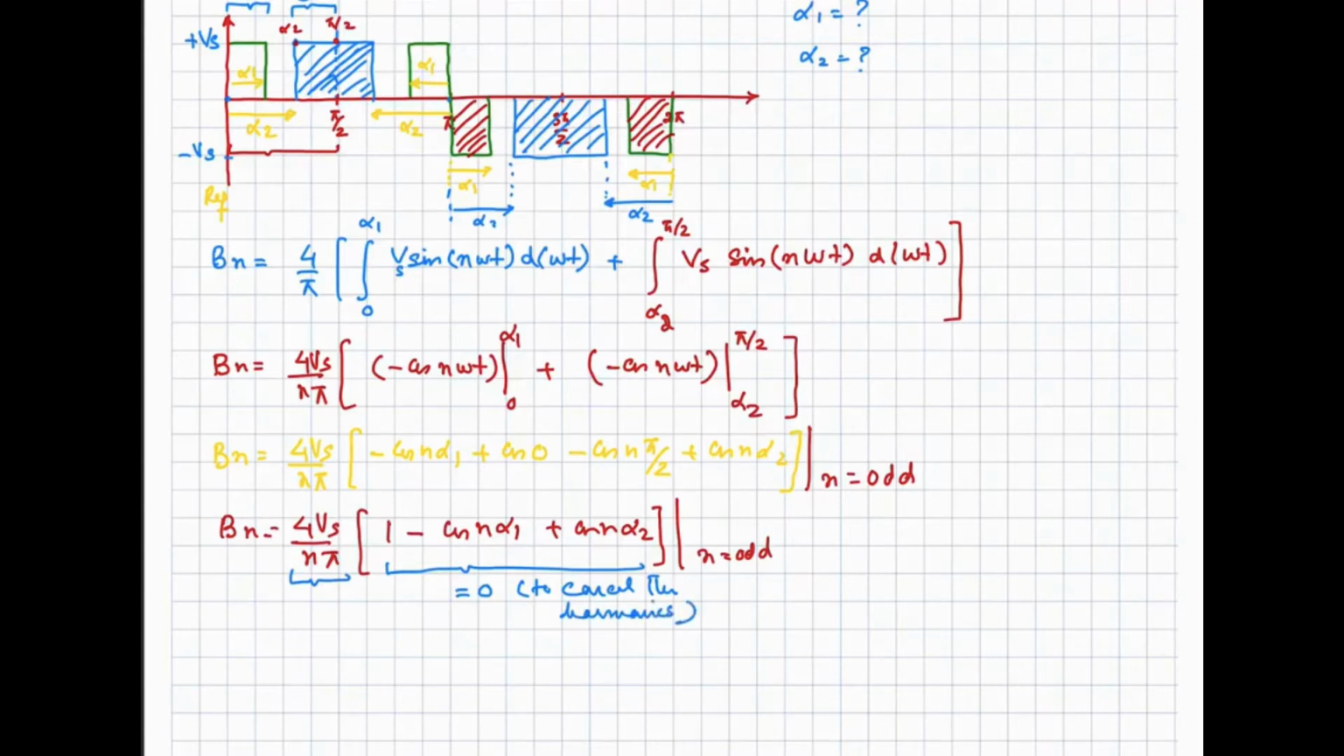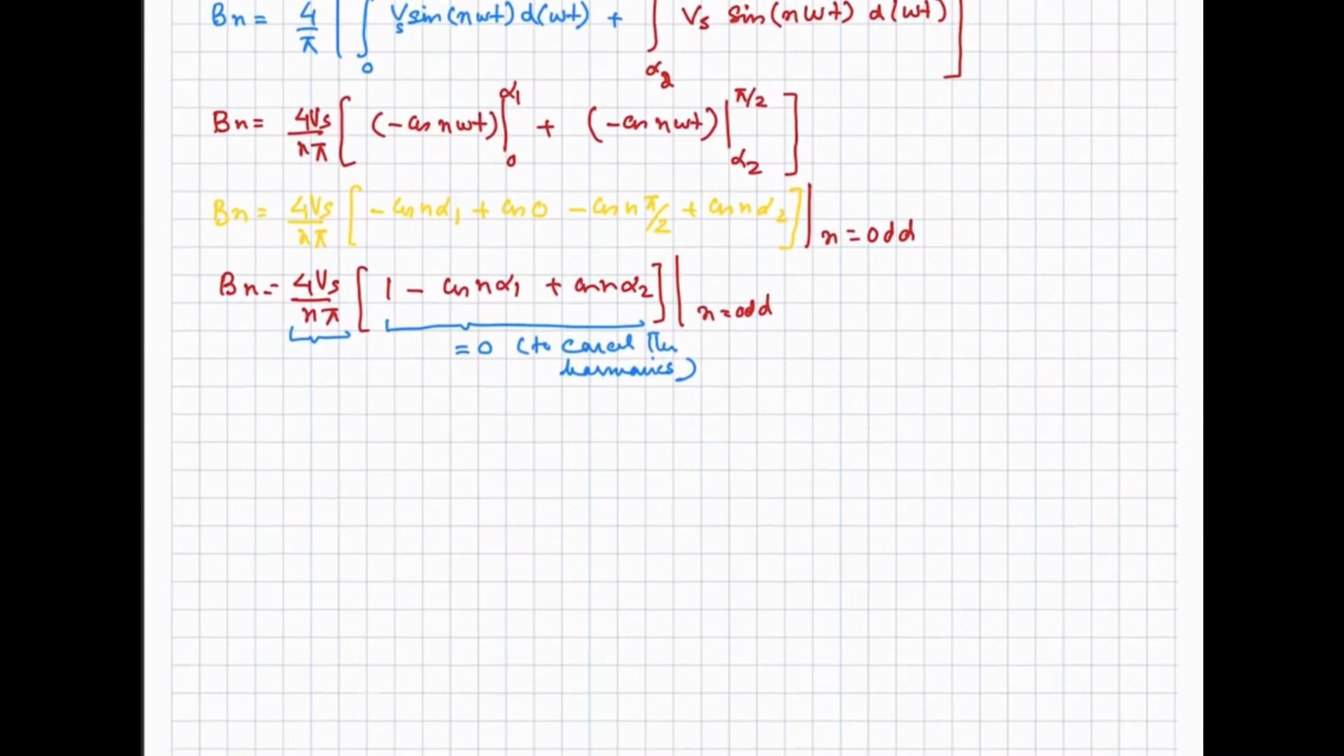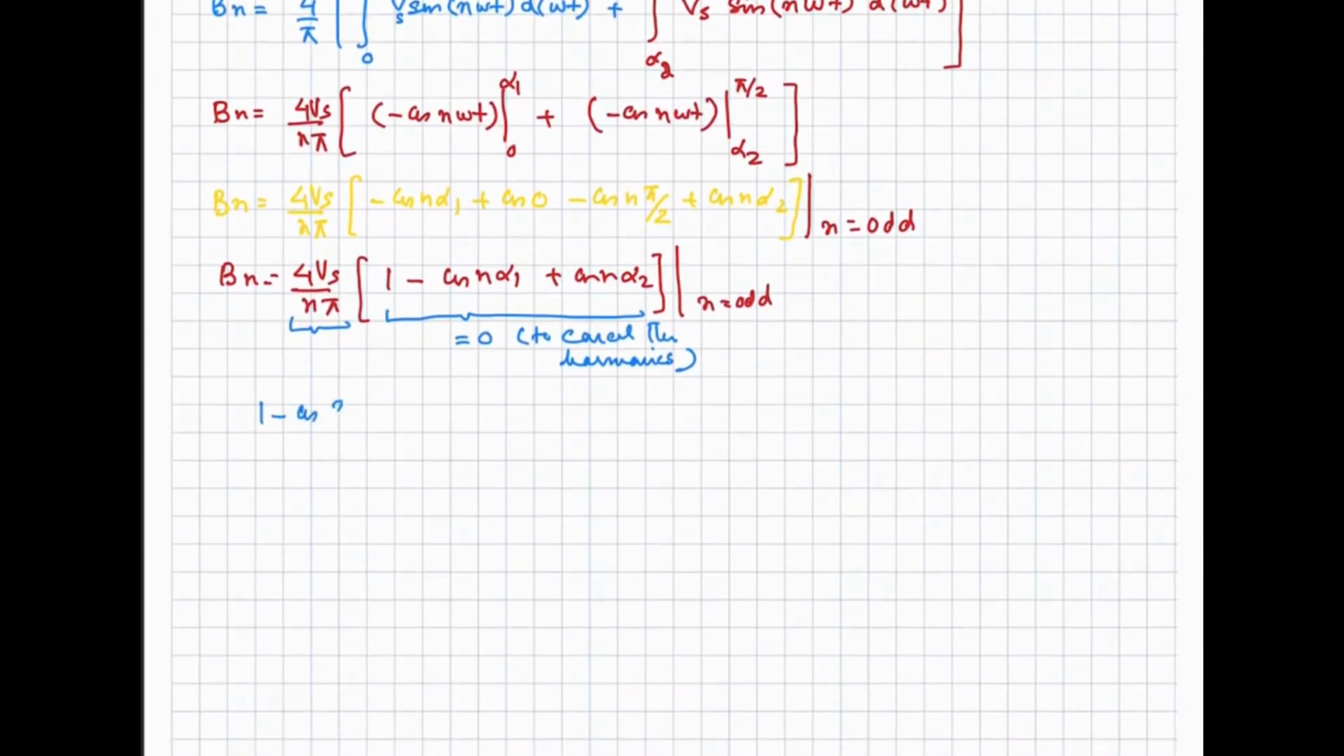So for the third harmonic, we can write that 1 minus cos of 3 alpha 1 plus cos of 3 alpha 2 should be equal to 0, considering n is equal to 3. And now if I want to cancel out the fifth harmonic, I can write 1 minus cos 5 alpha 1 plus cos 5 alpha 2 should be equal to 0. So we have two equations with two unknowns, alpha 1 and alpha 2. Now if we solve these equations using the iterative technique, we can find the values of alpha 1 and alpha 2, which will ensure that the third and fifth harmonics are absent.